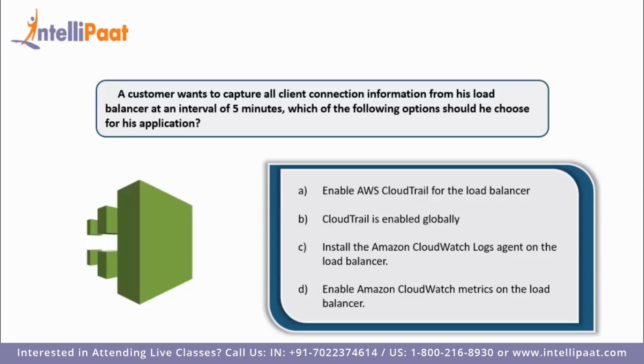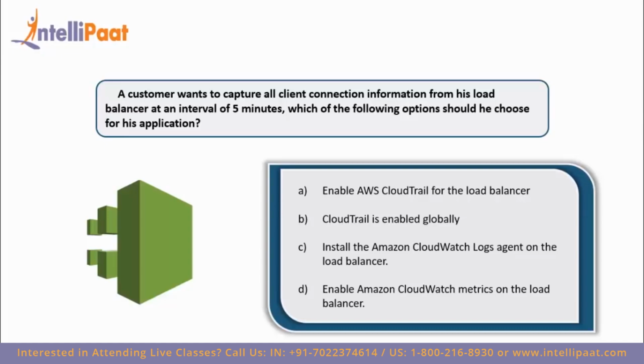Option A says enable AWS CloudTrail for the load balancer. Option B says CloudTrail is enabled globally. Option C says install the Amazon CloudWatch Logs agent on the load balancer. And option D says enable CloudWatch metrics on the load balancer. All right. Now, if you think about it, CloudTrail and CloudWatch are both monitoring tools. So it's a bit confusing, but if you have studied it deeply, or if you understand how CloudTrail works and how CloudWatch works, it is actually not that difficult.